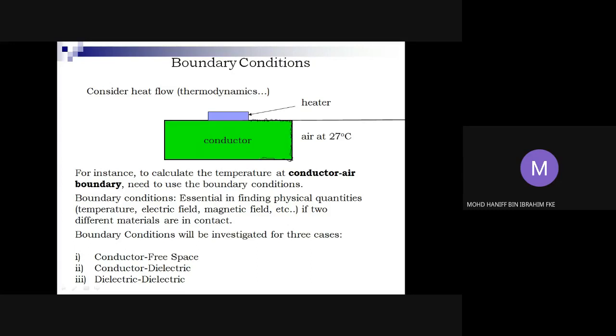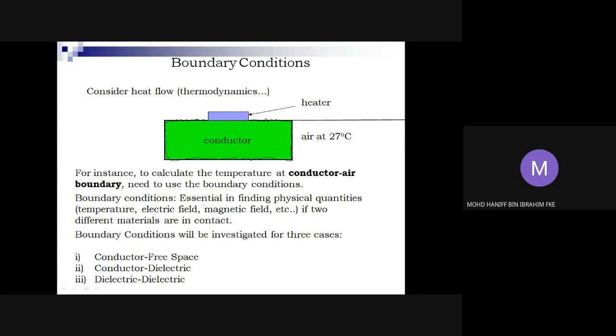the conductors and the air, we need to use what we call boundary conditions. Boundary conditions are required in order for us to calculate the temperature at the boundary between the conductors and the air or the ambient. So that is the importance of boundary conditions, which enable us to calculate the value of the physical parameters at the boundary between two materials.